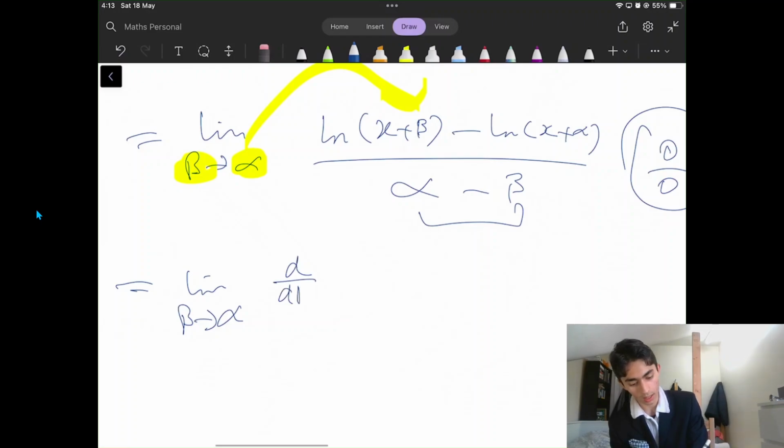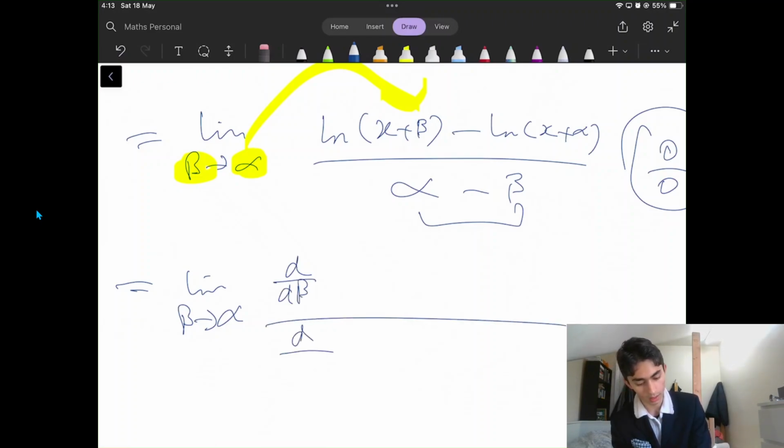Differentiate the entire fraction, the top and the bottom, with respect to beta.